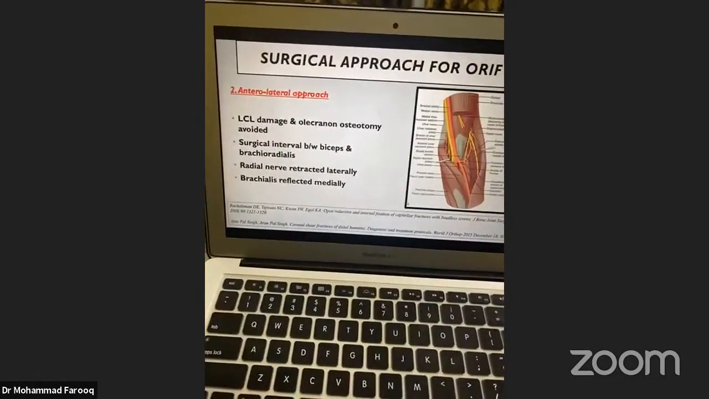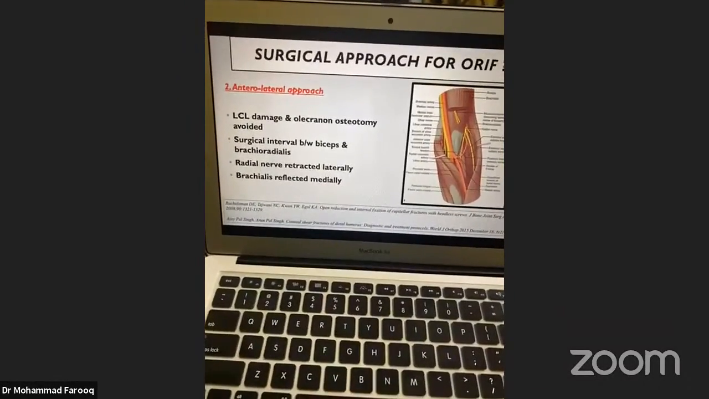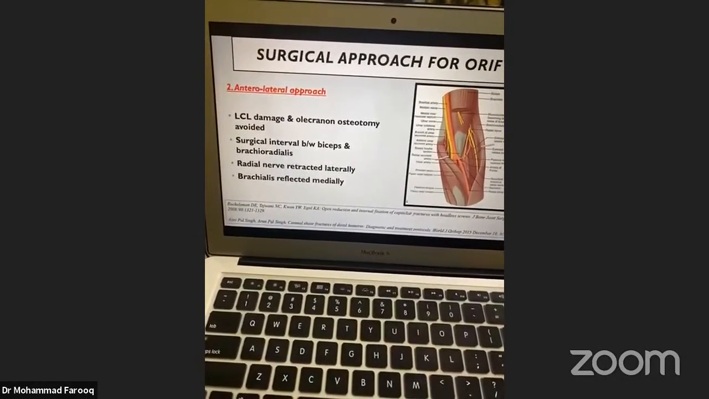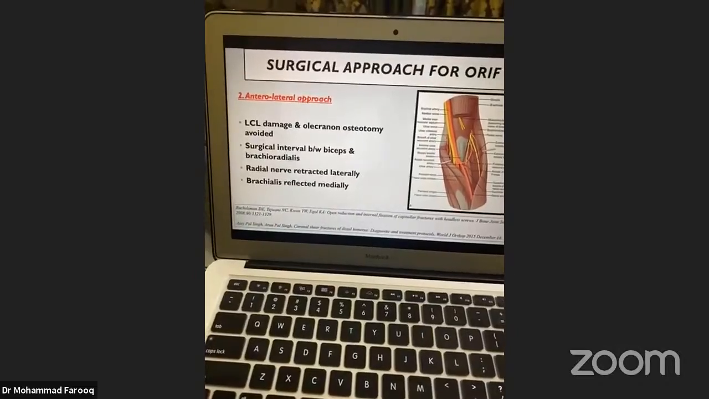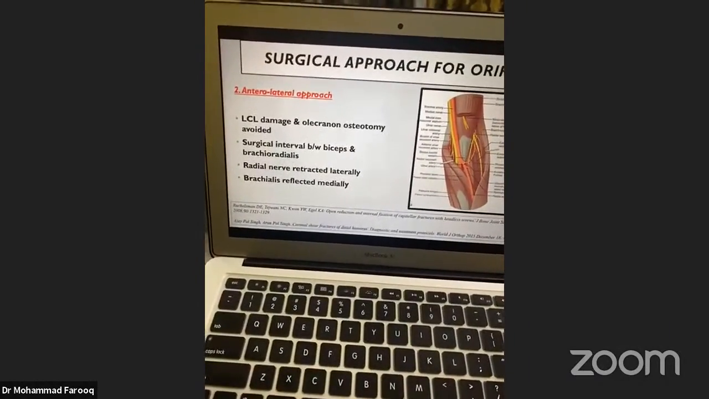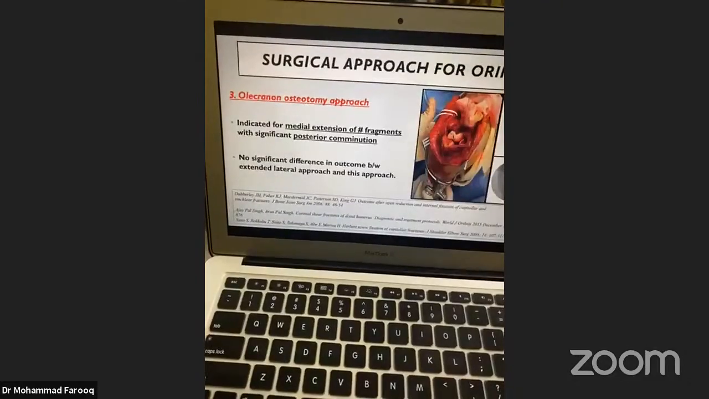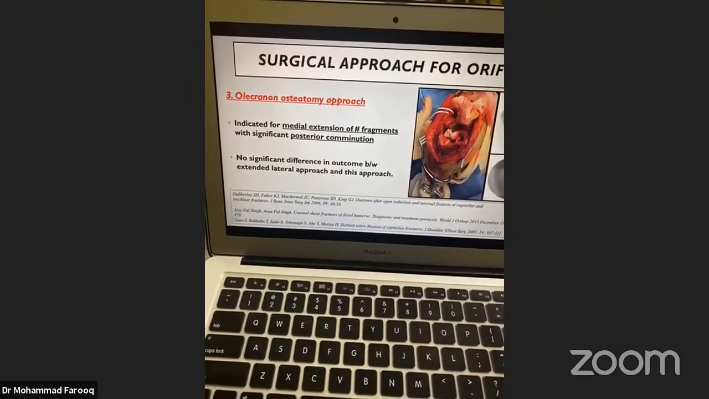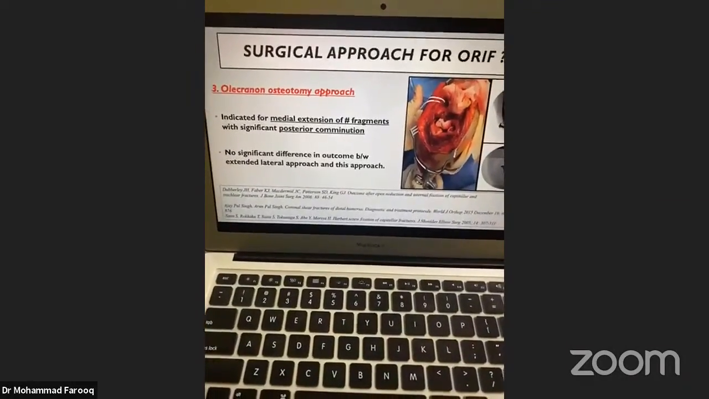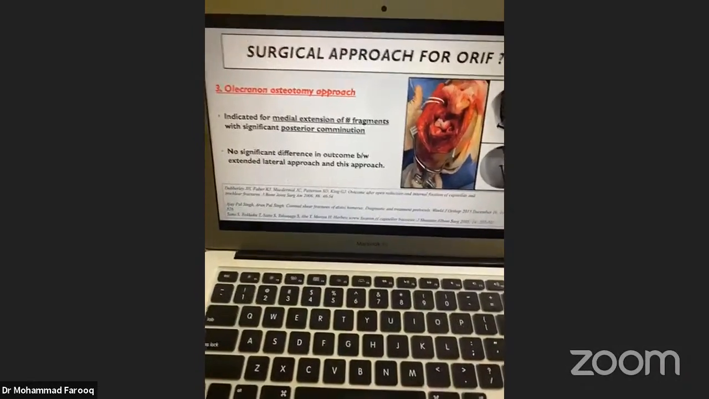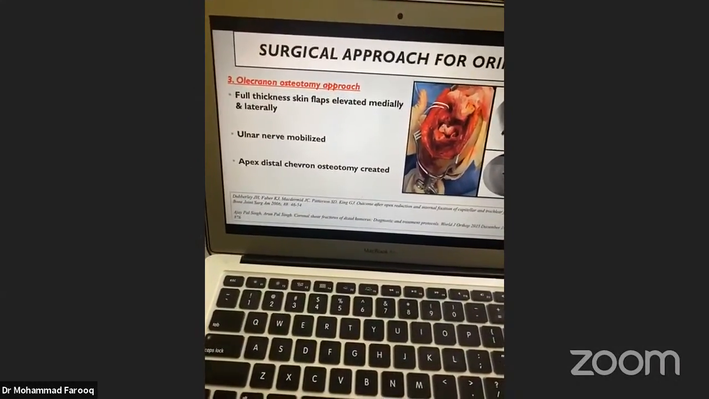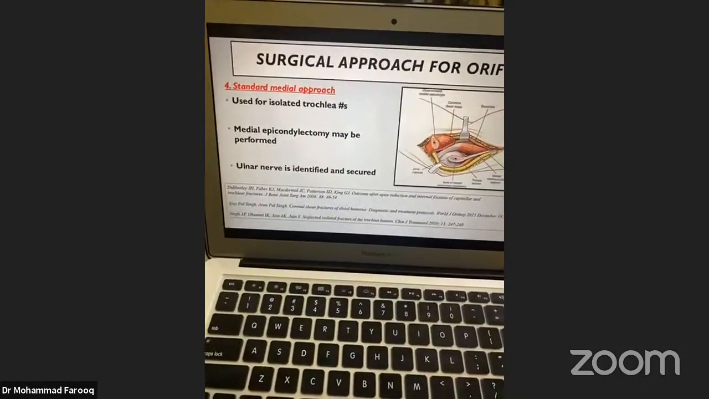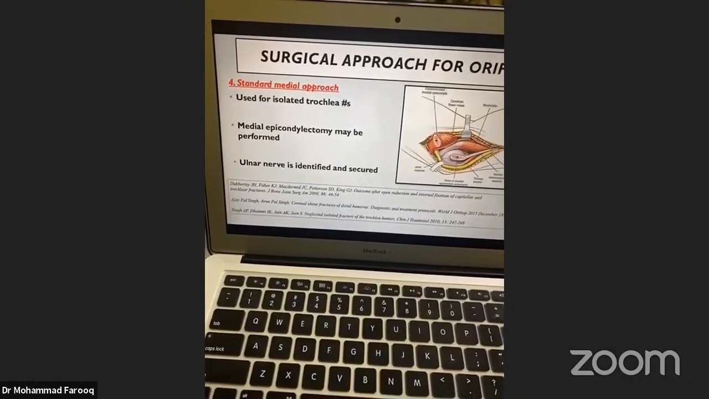Anterolateral approach is also very commonly used and depends on the surgical skills of the operating surgeon and how comfortable he is in approaching these fractures, particularly when the lateral part of trochlea is involved. This approach can be utilized along with fixation of the capitulum. Olecranon osteotomy approach has been used for medial extension of fragments with significant posterior comminution. And there is no significant difference in outcome between extended lateral approach and this approach. Olecranon osteotomy approach is used once we have medially placed fractures. And standard medial approach can also be used for accessing these fractures.